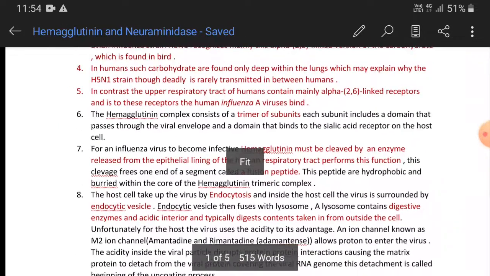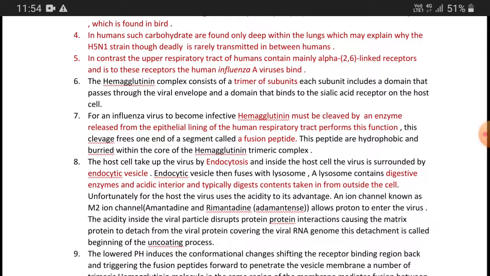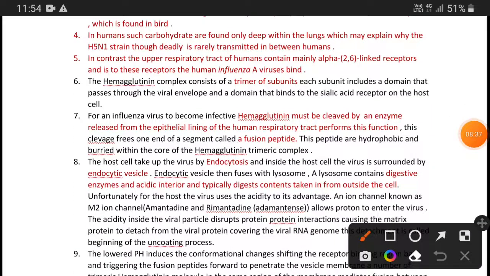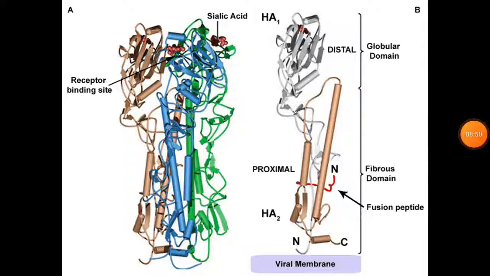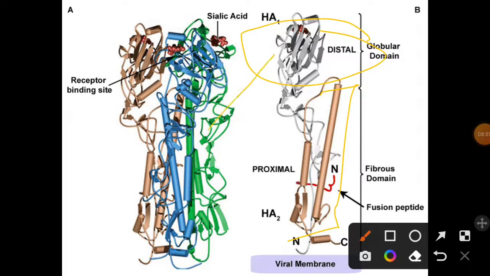So now, this hemagglutinin is not a single subunit, it is a complex of trimer, or more specifically, a homotrimer. Each subunit consists of two things. One is the fusion peptide part and another one is the receptor binding part. This part will bind with the receptor and this part is the fusion peptide.